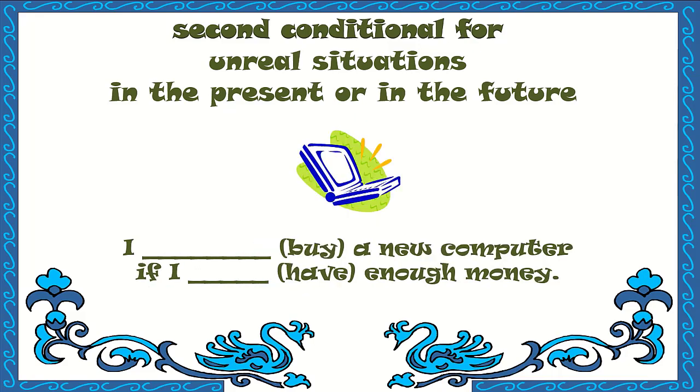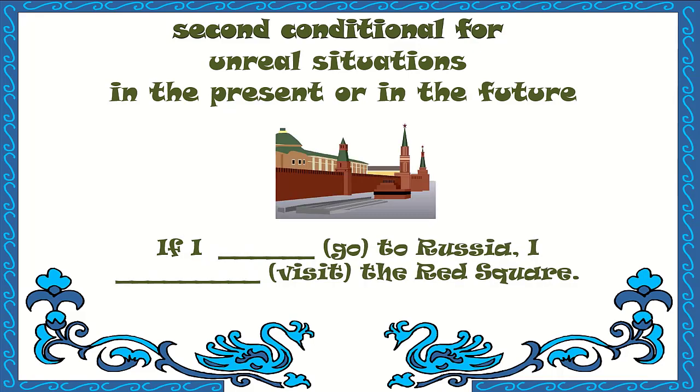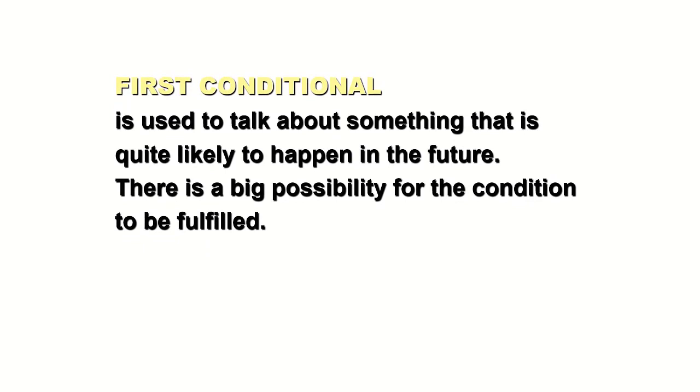And then I would buy a new computer if I had enough money. Again, it's a hypothetical situation. It's like an imaginary situation. It's an unreal situation in the present or in the future. So I would buy a new computer if I had enough money. If I went to Russia, I would visit the Red Square. Again, it's an unreal situation.